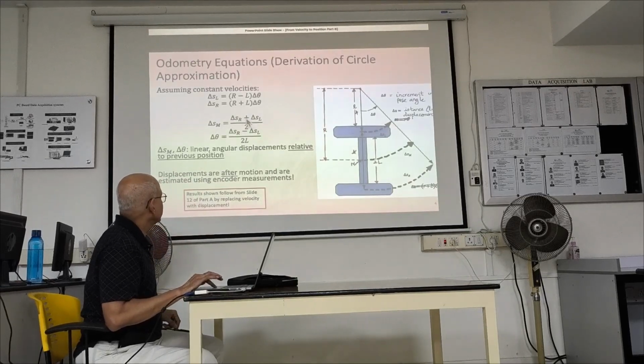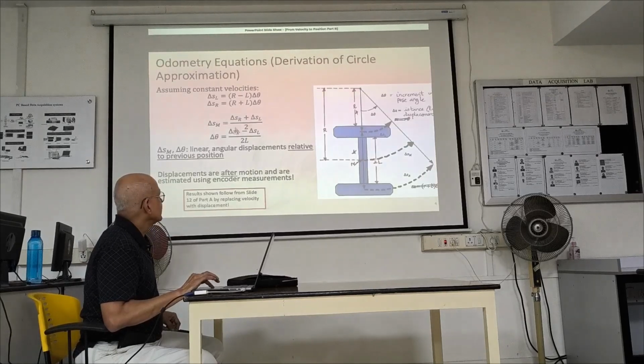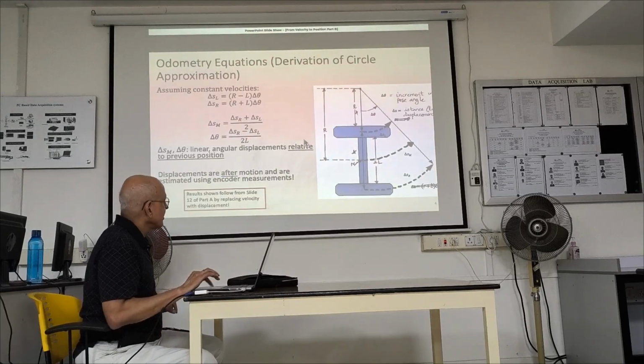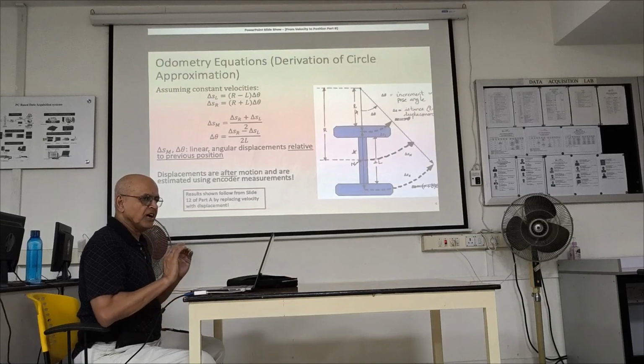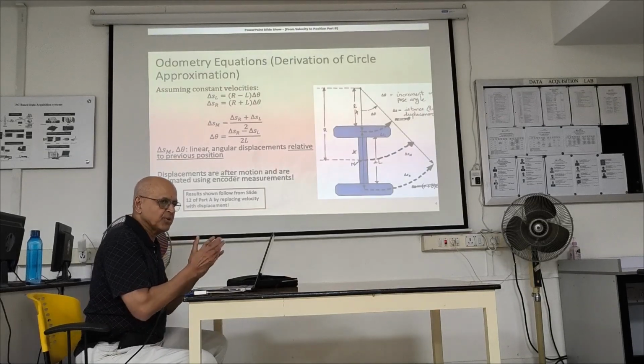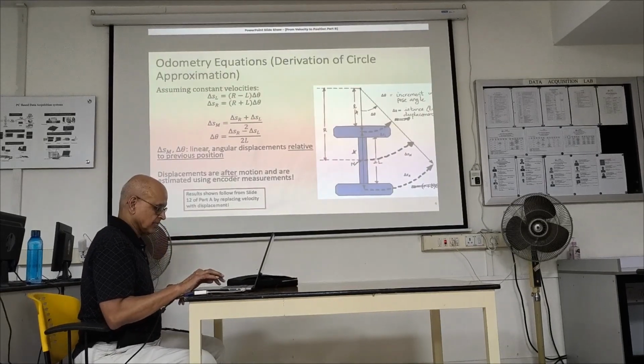So each time, you measure delta SR and delta SL, add and divide by 2, and you get delta SM. And then you measure delta SR and delta SL, subtract the two and divide by 2, and you get delta theta. So you get those little delta SMs and delta theta, and that shows you how much you have turned and how much you have moved. Okay, now.